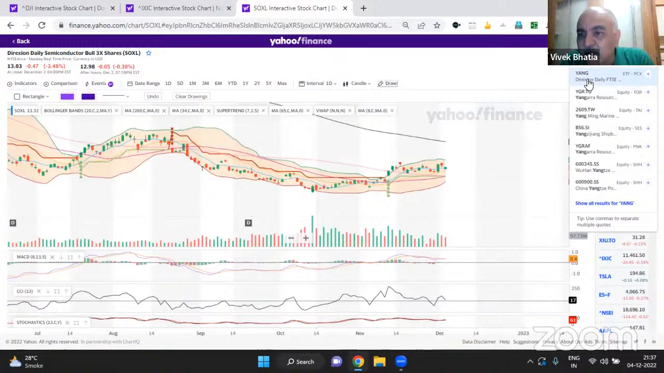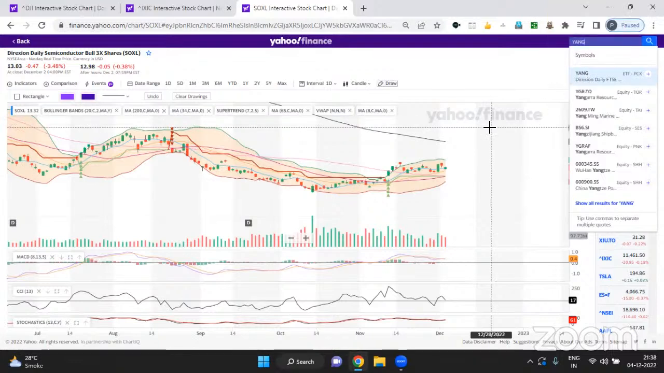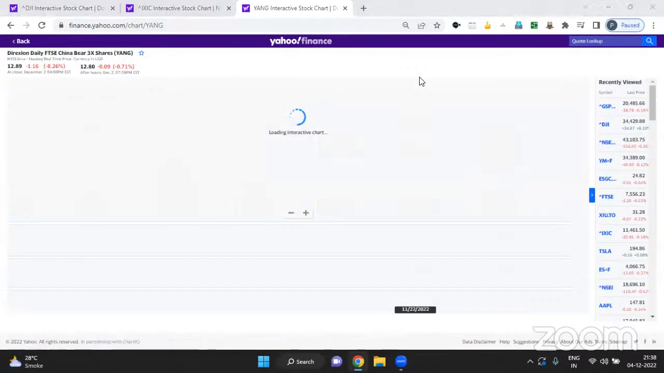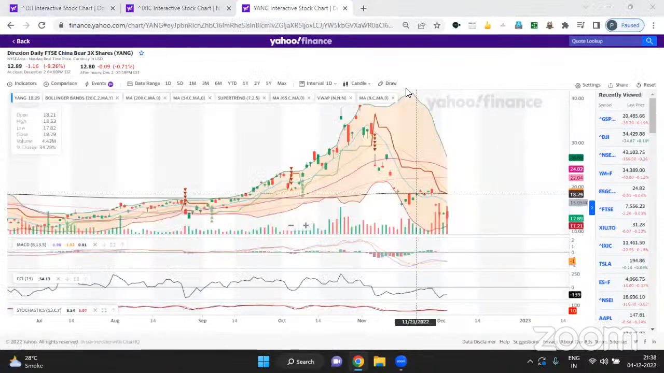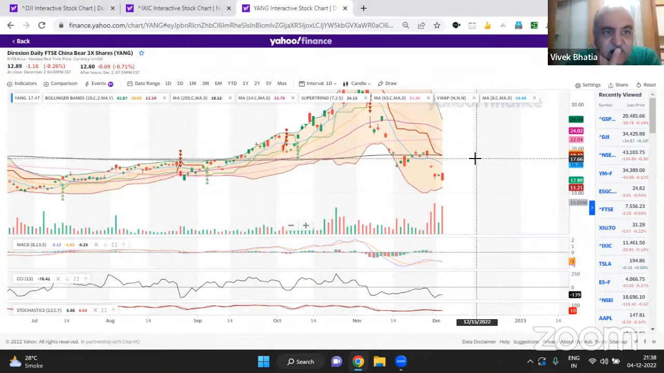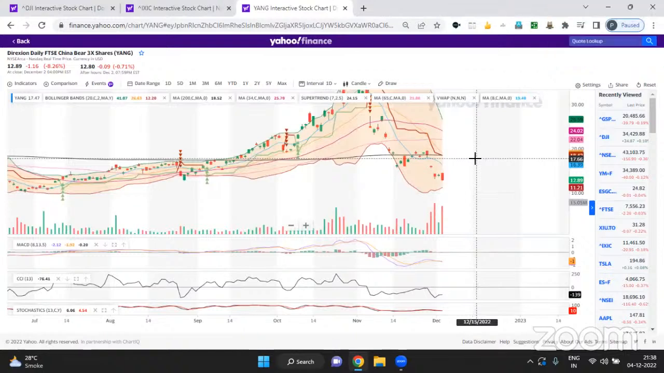YANG is this one only? Direction daily, but that is the FTSE, if I'm not mistaken. Sir, that's following FTSE. It's for the Chinese index. It's following the Chinese index. Is this being traded? Oh, it's a triple X shares. Yeah, Munir usually follows that index as well.